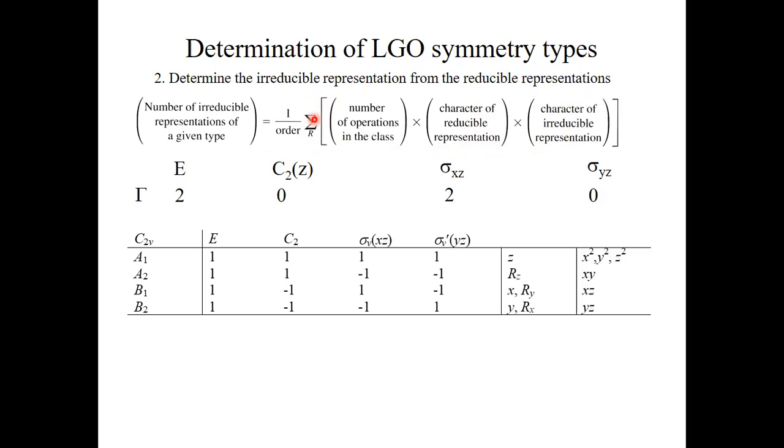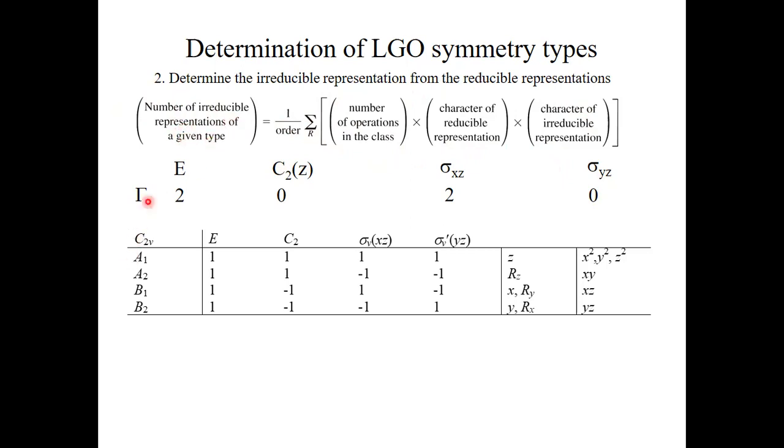Okay, so now let's apply this to our problem that we had before. So our reducible representation was this. And now we have to determine these products here for all the different symmetry operations and then sum up these products. We further have to divide this number by the order of the point group. That will give us the number of irreducible representations of a particular type.